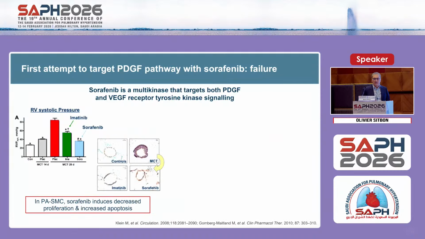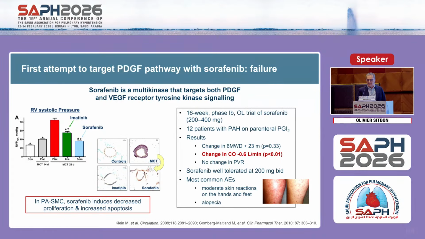But let's start with the first attempt to target PDGF with tyrosine kinase inhibitors. It was with sorafenib. Sorafenib is a multi-kinase inhibitor that targets both PDGF receptor but also VEGF. And experimentally, in animal models, it works. As you can see here, sorafenib is very, very efficacious to reverse pulmonary vascular remodeling and to decrease proliferation and increase apoptosis.